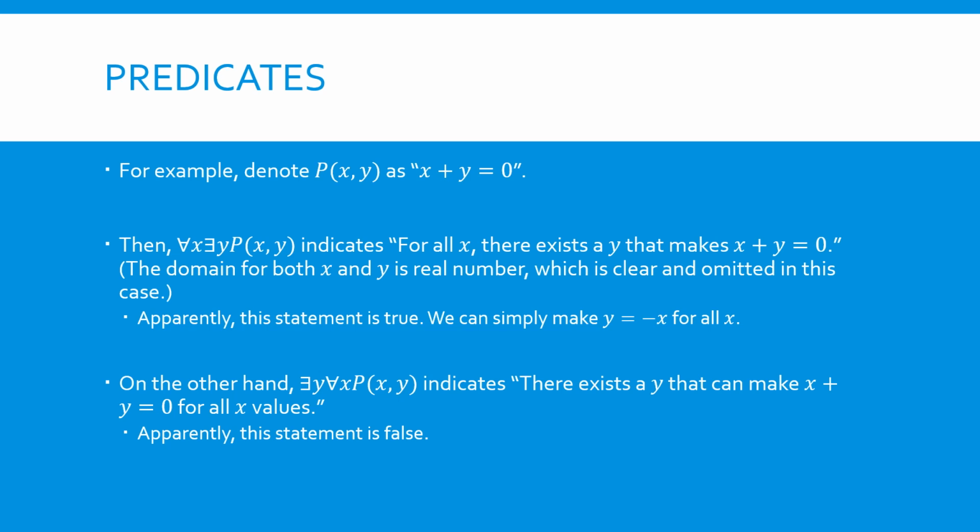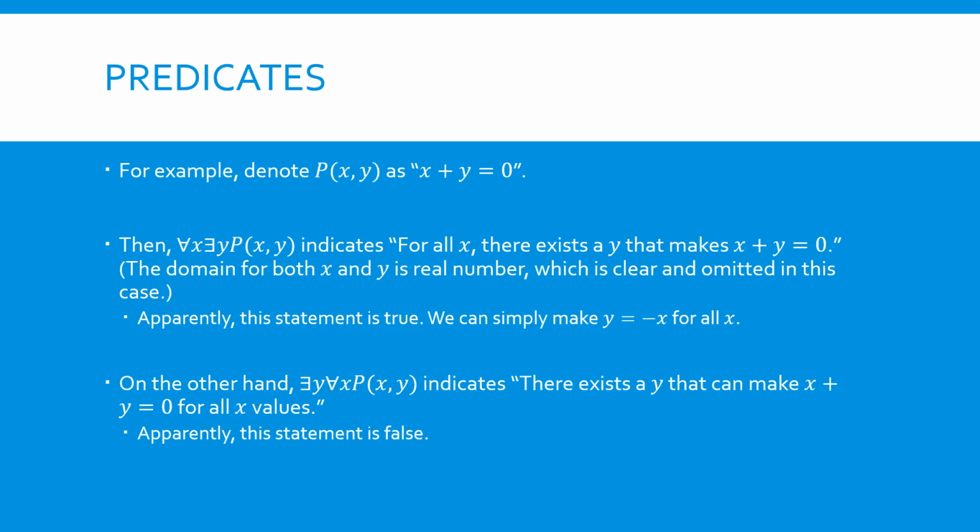Consider the first case, where we put the universal quantification of x first, then the existential quantification of y second. The resulting statement says that for all x, there exists a y that makes x plus y 0. This statement is true. Because for every x, we can find a y where y equals negative x and make x plus y 0.